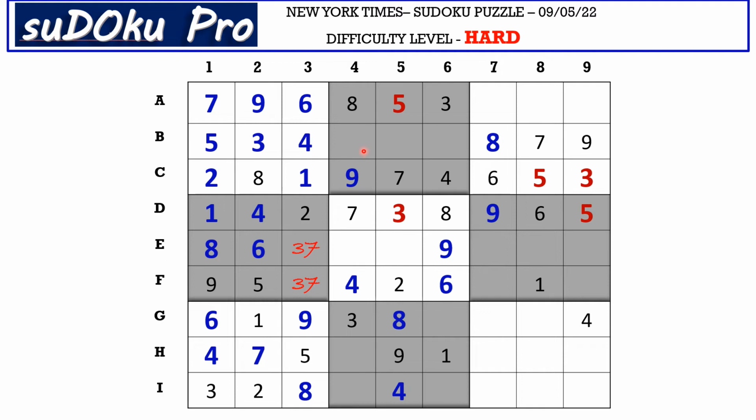Now in this second block, the missing numbers are 1, 2 and 6. There is a 1 and 6 blocking from here. So D6 takes 2. Now in column 6, there are only 2 empty cells and the missing numbers are 5 and 7. Let's mark it as a 5, 7 pair. Now in this 8th block, the missing numbers are 2 and 6. There is a 2 blocking from here. So I4 takes 6 and H4 takes 2.